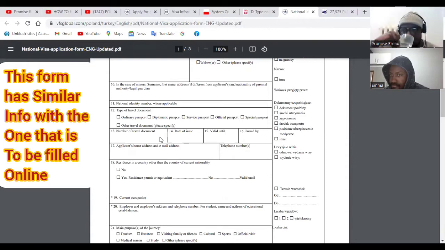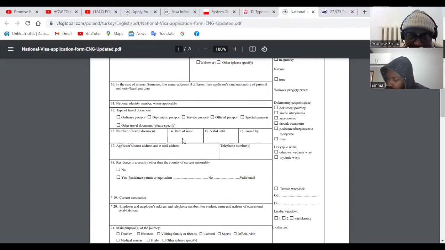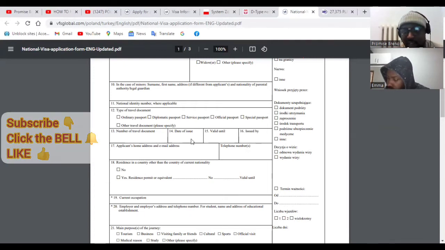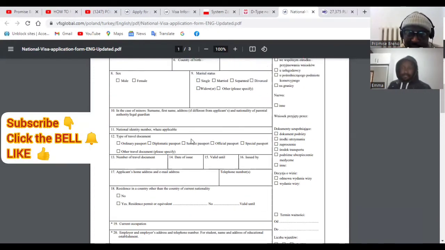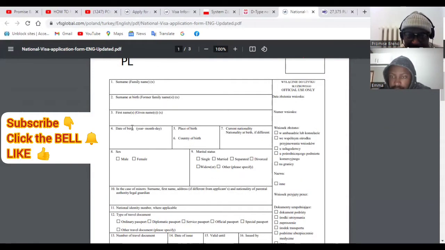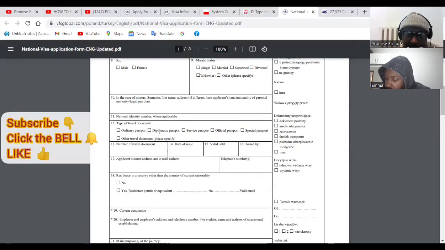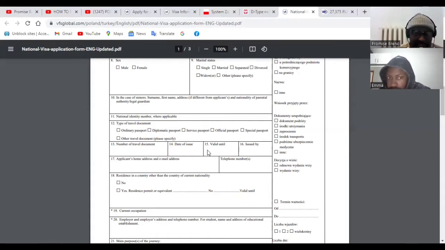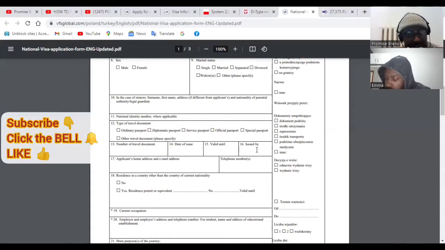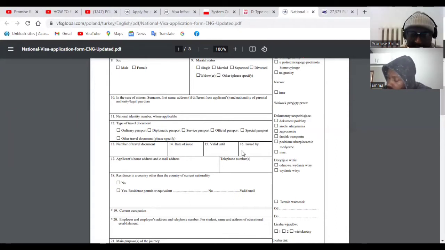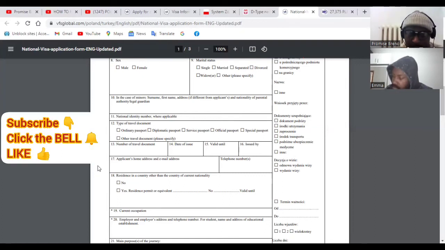Then next, date of issue of your passport. Remember, when you're putting the date, you have to follow this pattern: the year first, then the month, then the day. Next, valid until, that is the expiry date. The same thing. You enter the year, month, day. Issued by: if it was issued by Abuja headquarters, put Abuja headquarters. If it was issued by whatever office, you enter it here.